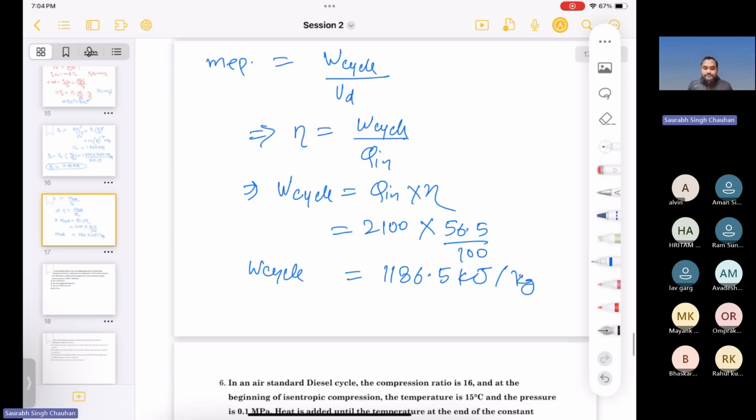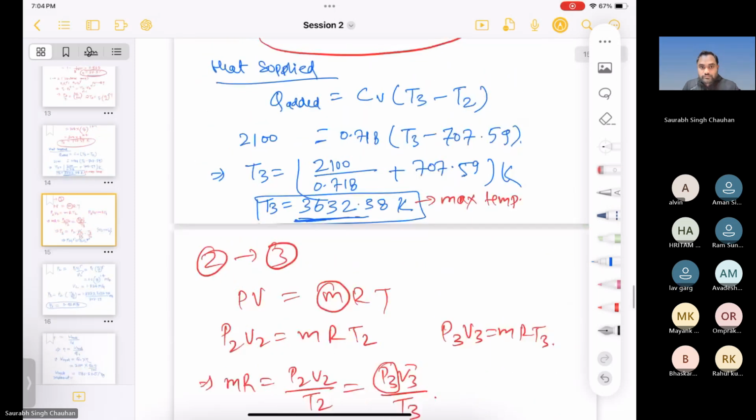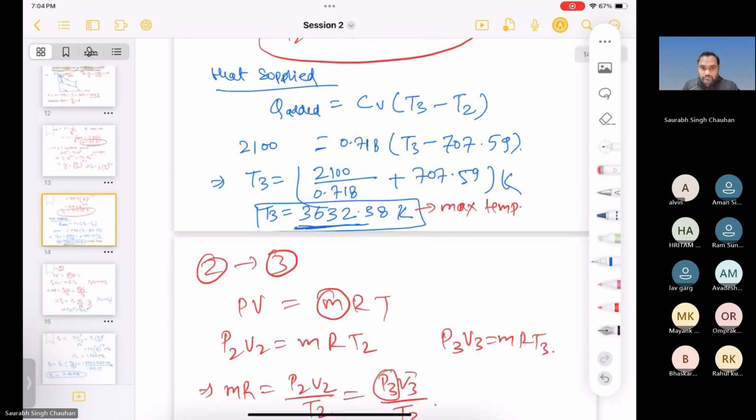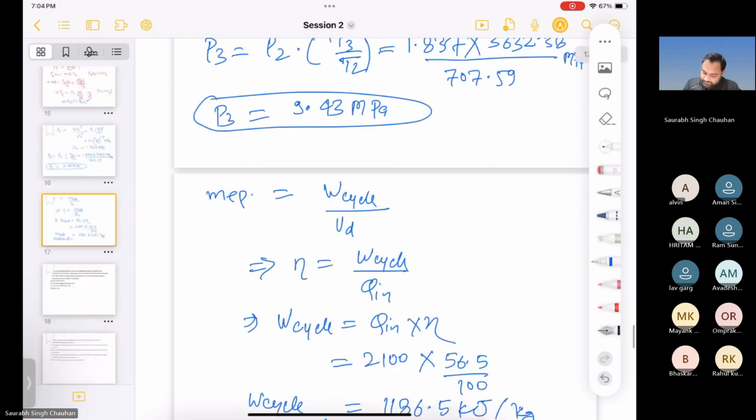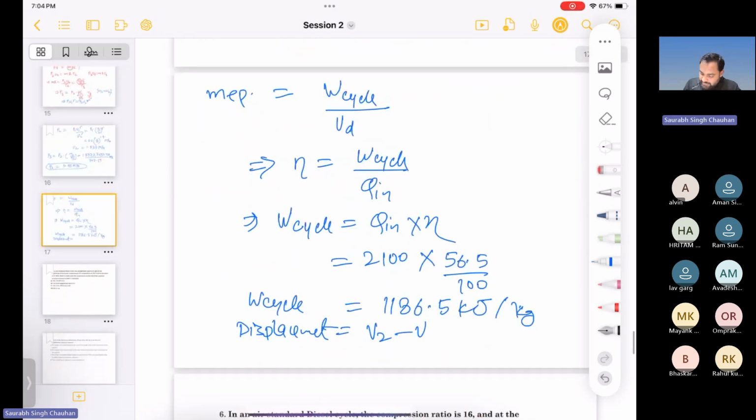And what do we need? Now we need the displacement volume. Displacement volume will be V1 minus V2, or 8 V2 minus V2, or 7 V2, right? Now we have to calculate V2.